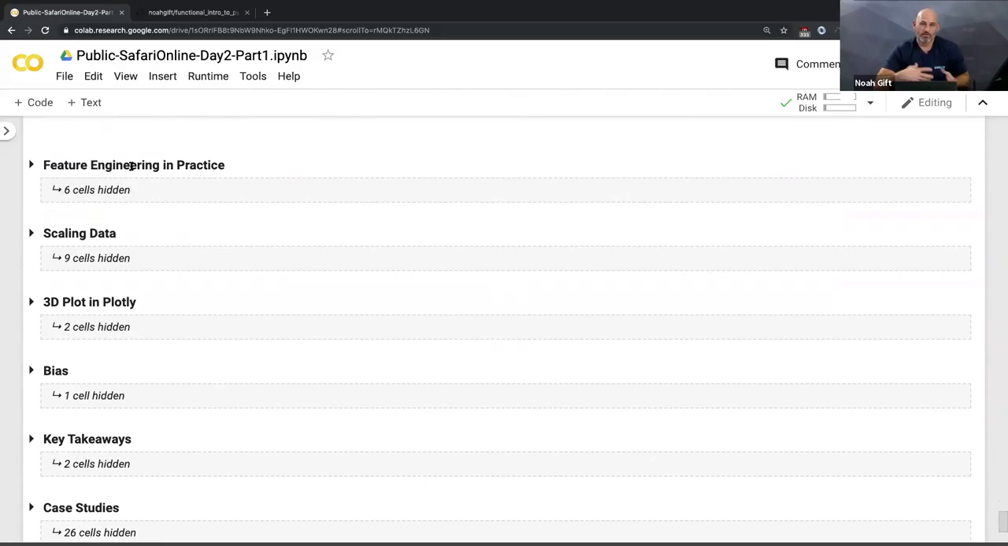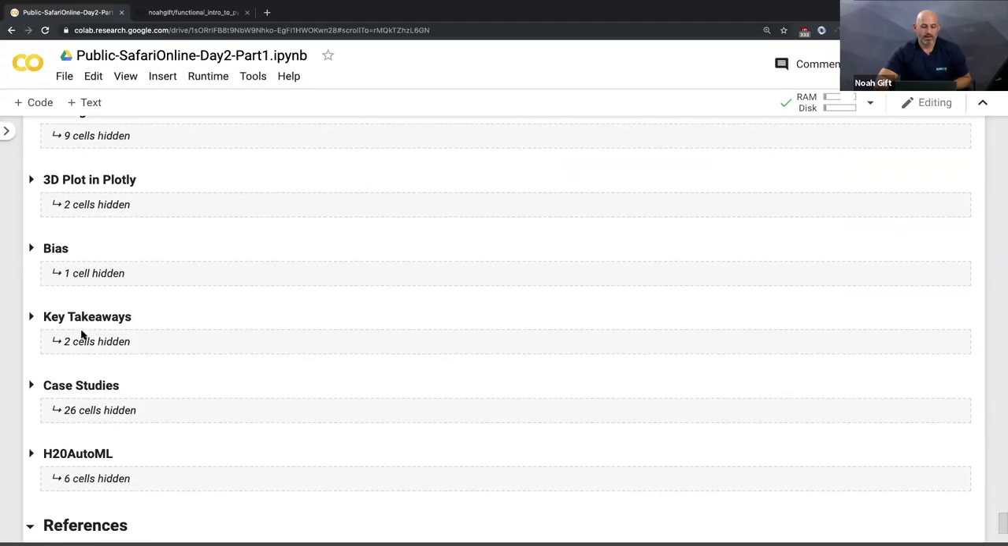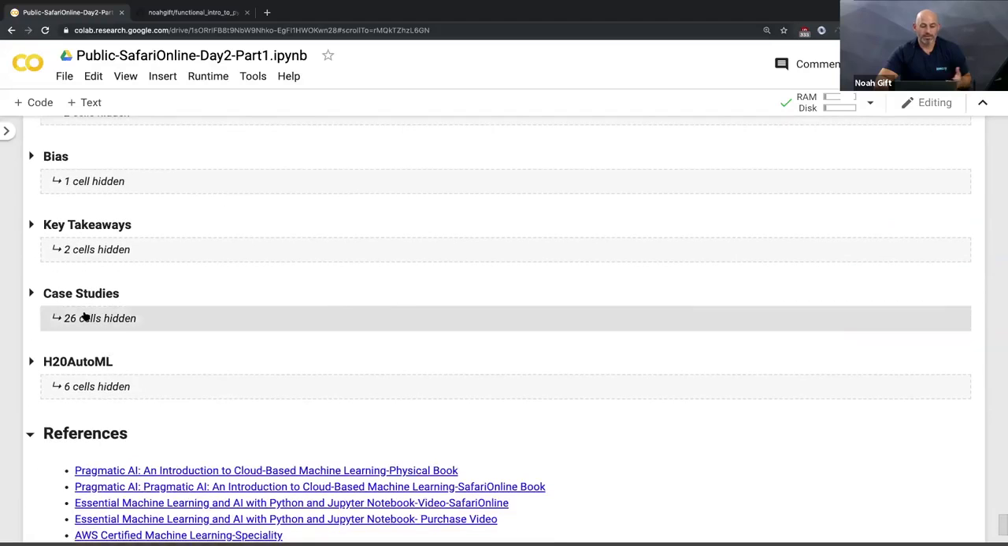If you want to dive further into this model, you can look at feature engineering in practice, scaling data. You can look at bias. There are some case studies. There's also some AutoML code in there. So there's a lot of other things you can follow up on your own, but this should be a good overview of what it would take to do data science.